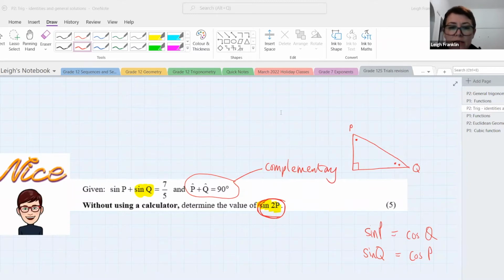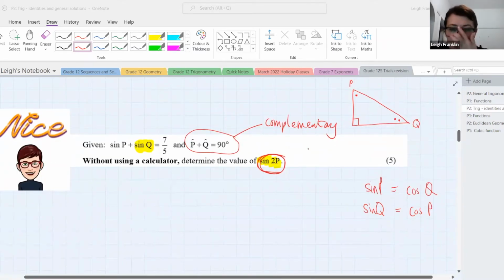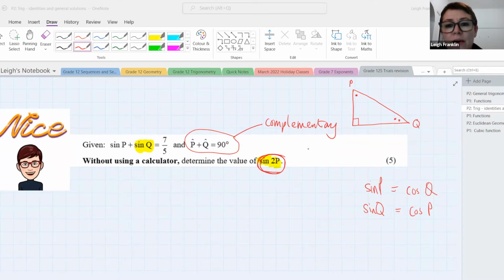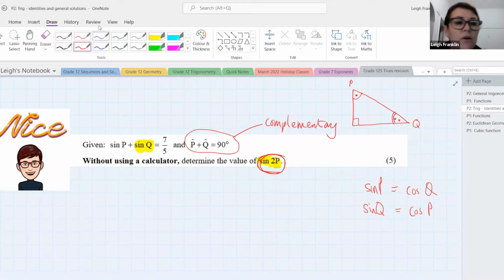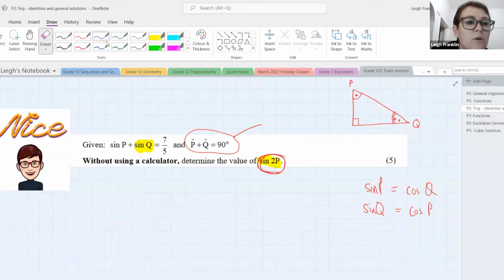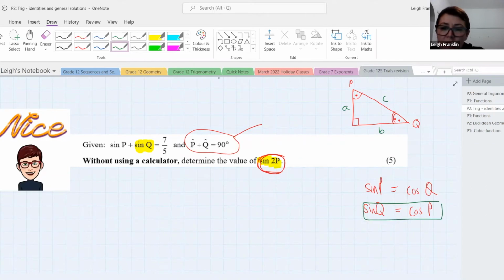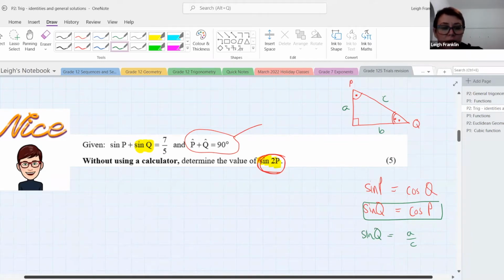Hope, it's okay. Let's have a look at this right angle triangle, Hope. If this is angle P over here, and this is angle Q over there, right? Let's look at it this way. If I call this side A and that side B and this side C, the sine of angle Q is going to be opposite over hypotenuse, isn't it? So sine Q is A over C.